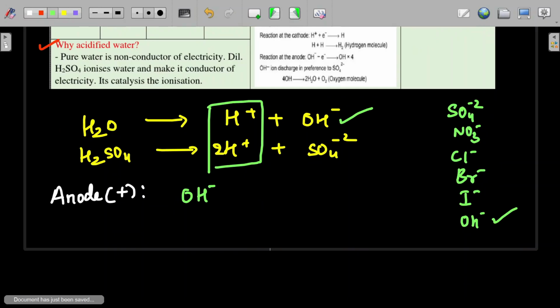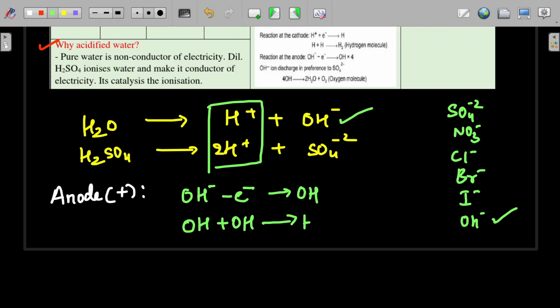This reaction has been asked many times. OH minus has one extra electron that it will lose and becomes OH. But OH is not any atom or molecule. It has no meaning. It does not exist. So what it does, one OH will combine with another OH and forms H2O plus O. But the oxygen atom is not stable. So one oxygen atom will combine with another oxygen atom and forms O2.